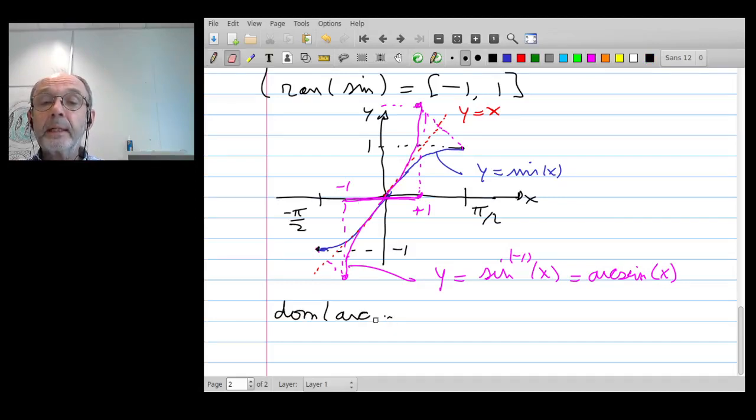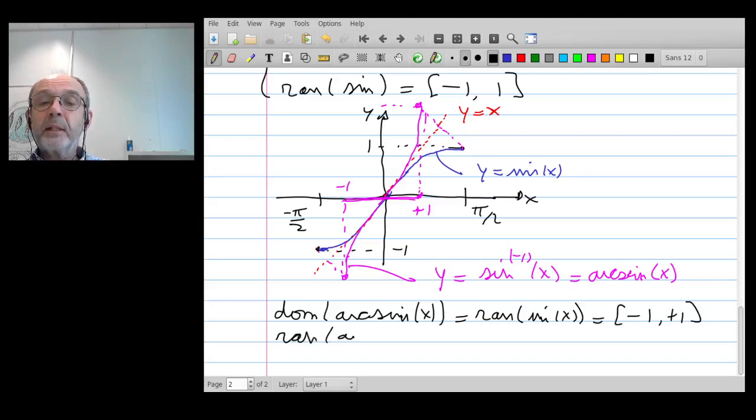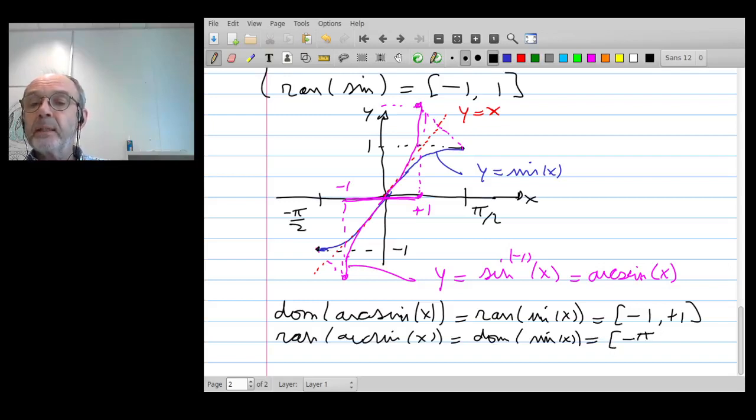Now, arcsine. The domain of this function becomes the range of the sine, and that is our values between minus 1 and 1. The range of the arcsine function is equal to the domain of the sine function. And so for the range, you get values between minus pi divided by 2 and pi divided by 2. So here you have the inverse of the sine function.